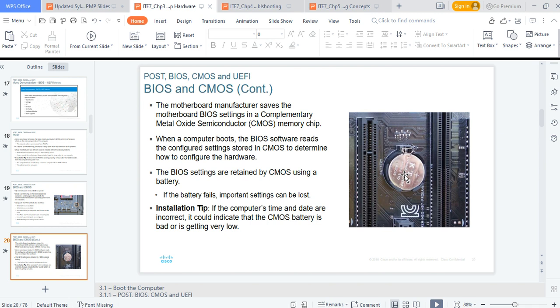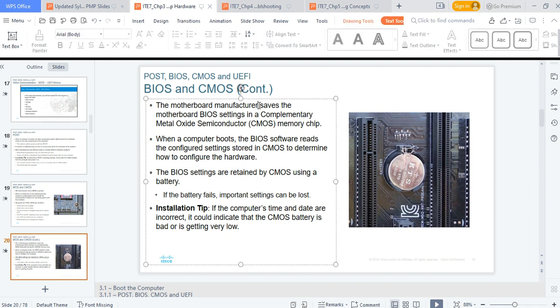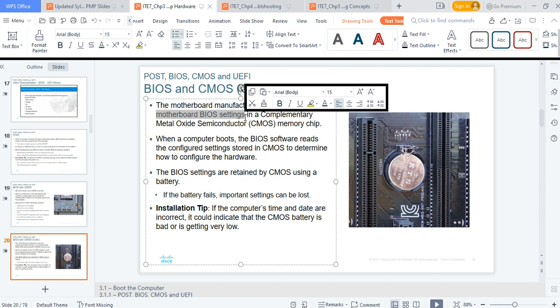In your wristwatch, in your clock, in most devices, you have a CMOS battery. People call it a battery. Yes, it works like a battery, but most of the time it does more than a battery. What does it do? It saves the motherboard settings. If the battery in your wristwatch starts getting bad, what happens is that your time starts delaying. Same thing for your laptop, for your desktop.